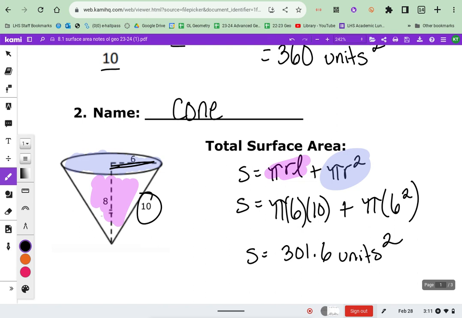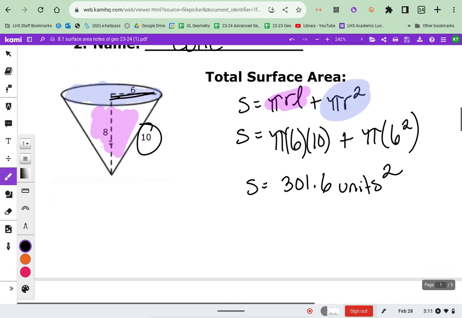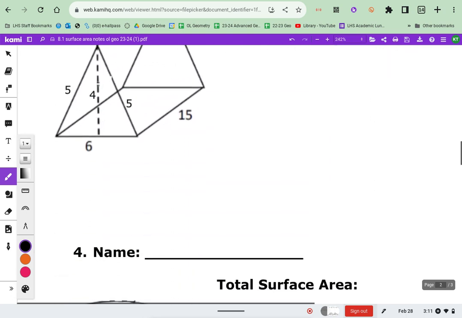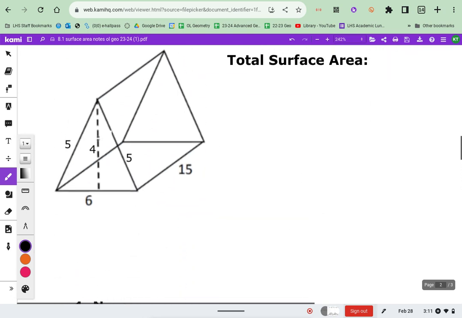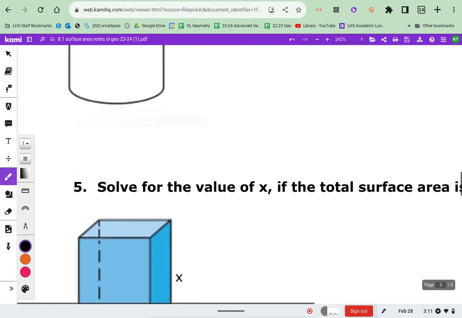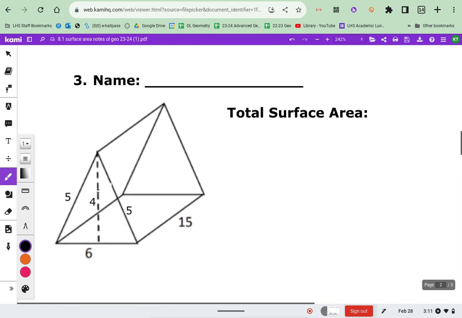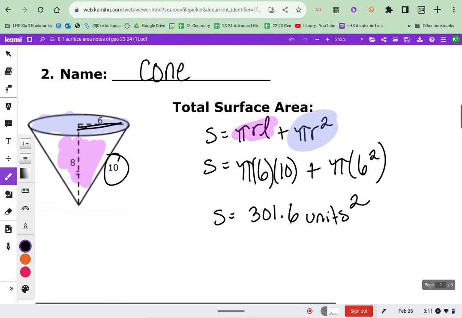Questions on this one? You guys seem like you're doing okay. Okay, cool. Let's do 3 together, and then I'll let you guys do 4 on your own. What were the units again? Units squared.